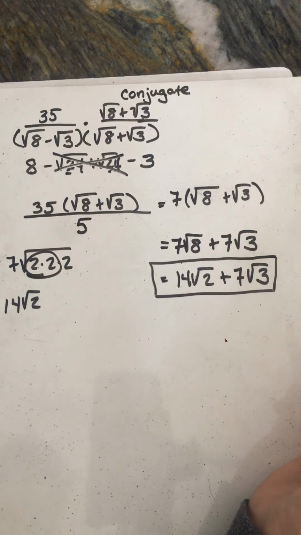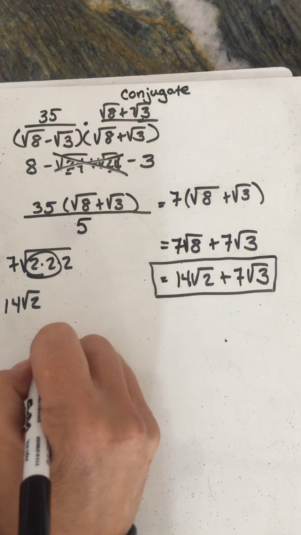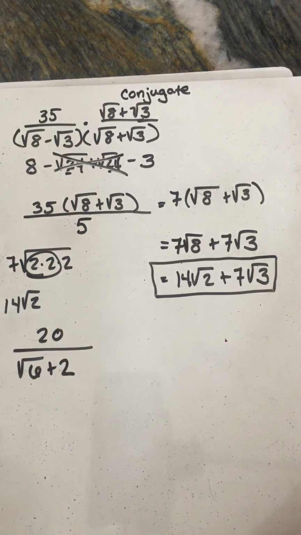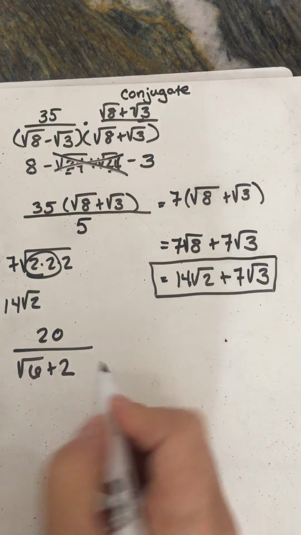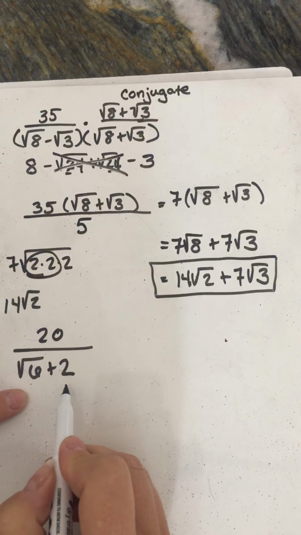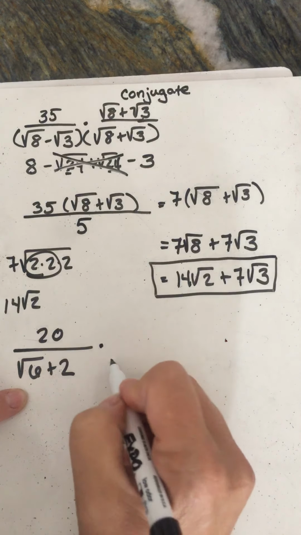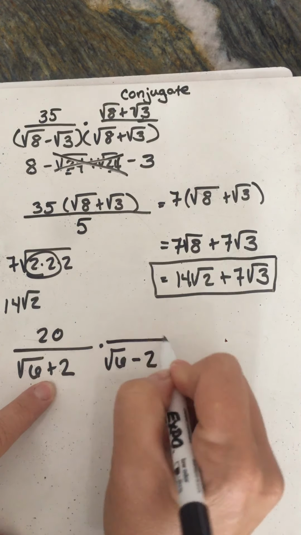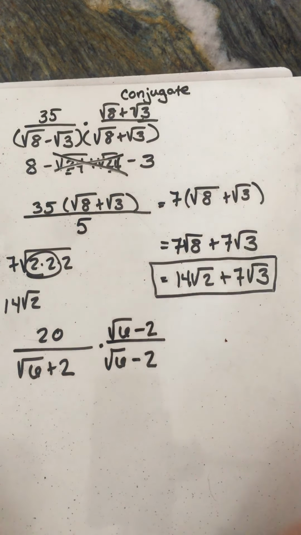We can do one more if you like. Let's do a binomial. We'll just do one radical in the denominator, but it's still a binomial. So again, since it's a binomial, you need to pick your conjugate. So we're going to multiply by the square root of 6. Instead of addition, we're going to use subtraction. Square root of 6 minus 2.